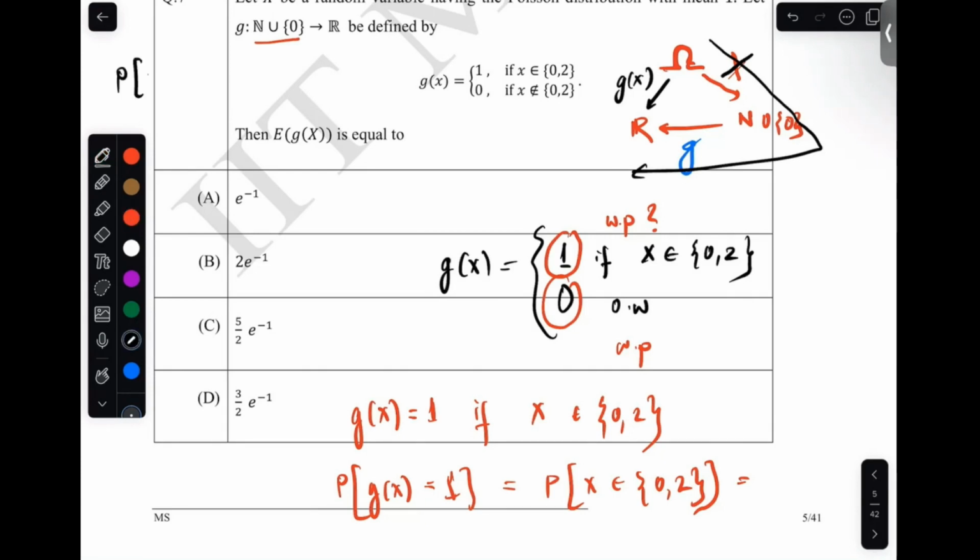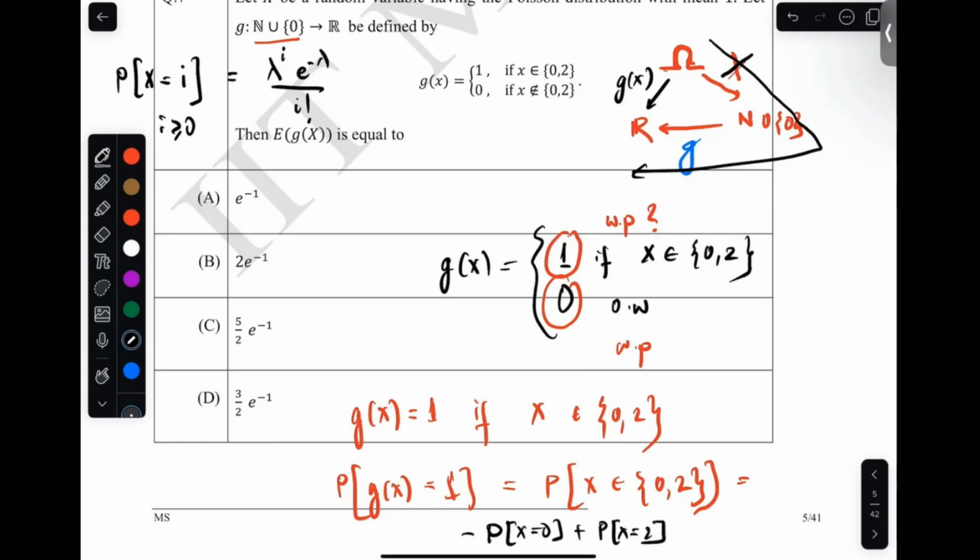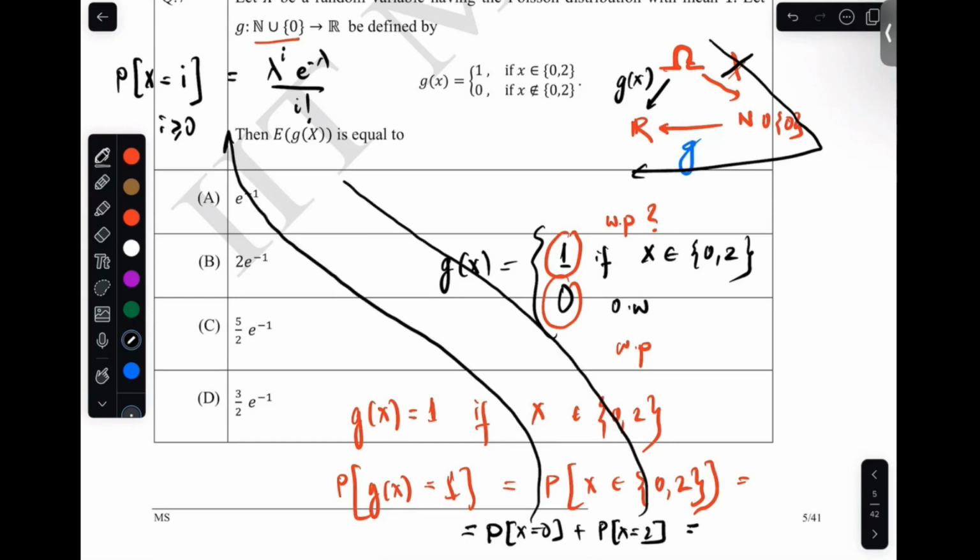So the probability x is equal to i, where i is greater than or equal to 0, is lambda to the power i, e to the power minus lambda, by i factorial, right? This is the PMF. So you have to just find the probability x is equal to 0 and the probability x is equal to 2 and add them up, right? Because by the additive law of probability, this is the probability x is equal to 0 plus the probability x is equal to 2. I am teaching you everything from the fundamentals, okay? All the basic ideas used. And now you relate both of them to this.